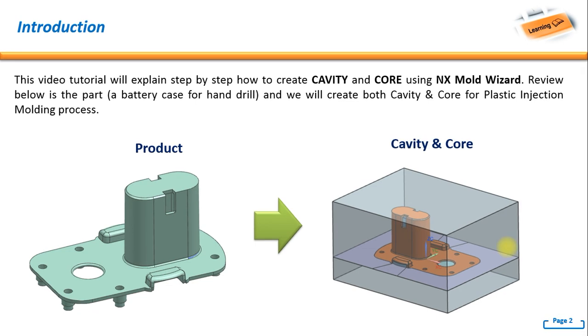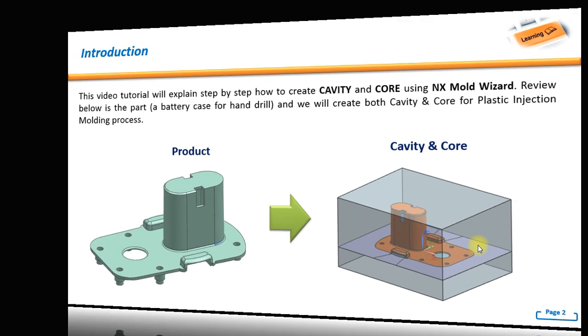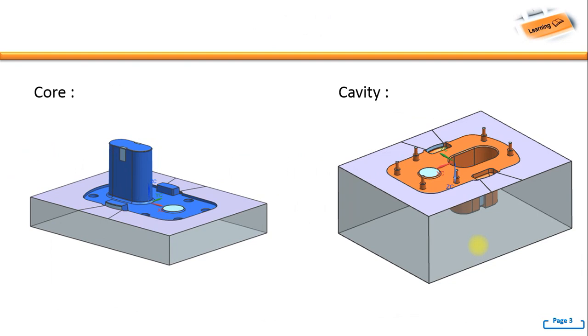This video tutorial will explain step by step how to create cavity and core using NX Mold Wizard. The view below is the part, a battery case for handrail, and we will create both cavity and core for the plastic injection molding process. Let's take a look. This is the result, a core and a cavity.